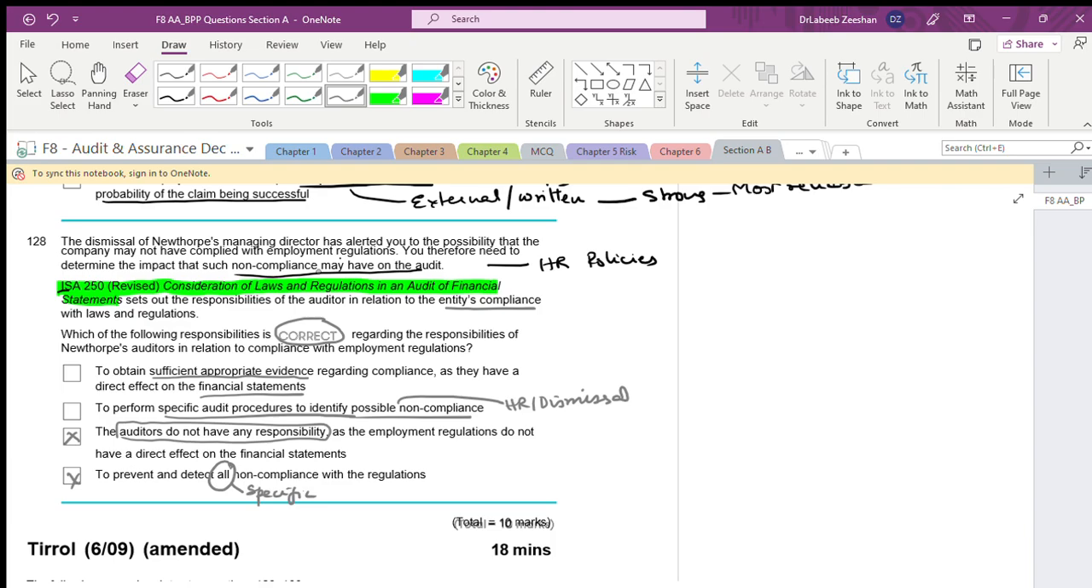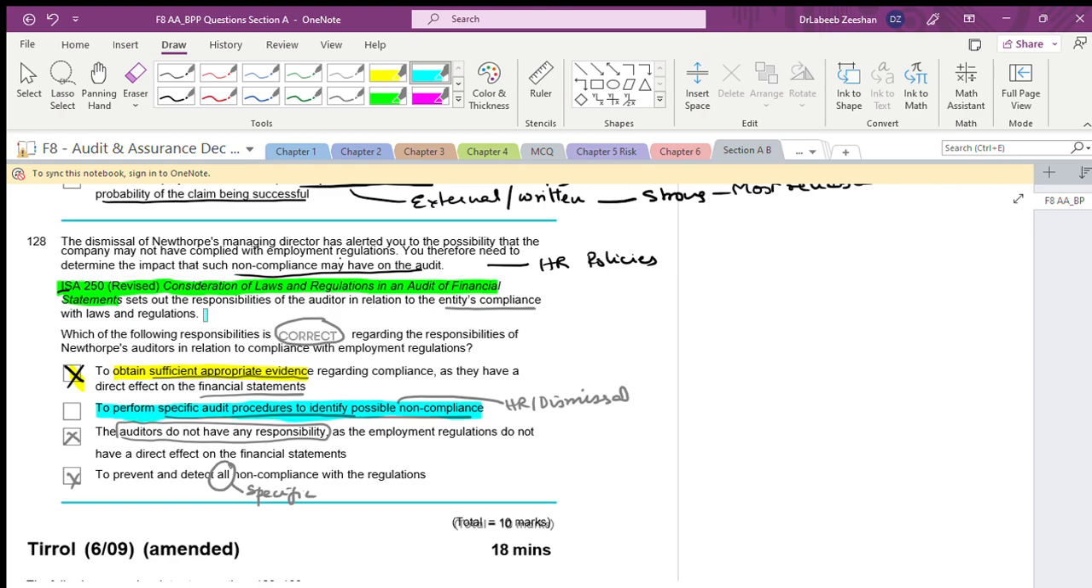Here also they are just obtaining sufficient appropriate evidence. They are not doing anything else. Here also in this case it will not work. What is the right answer? The right answer is to perform specific audit procedures to identify possible non-compliances.